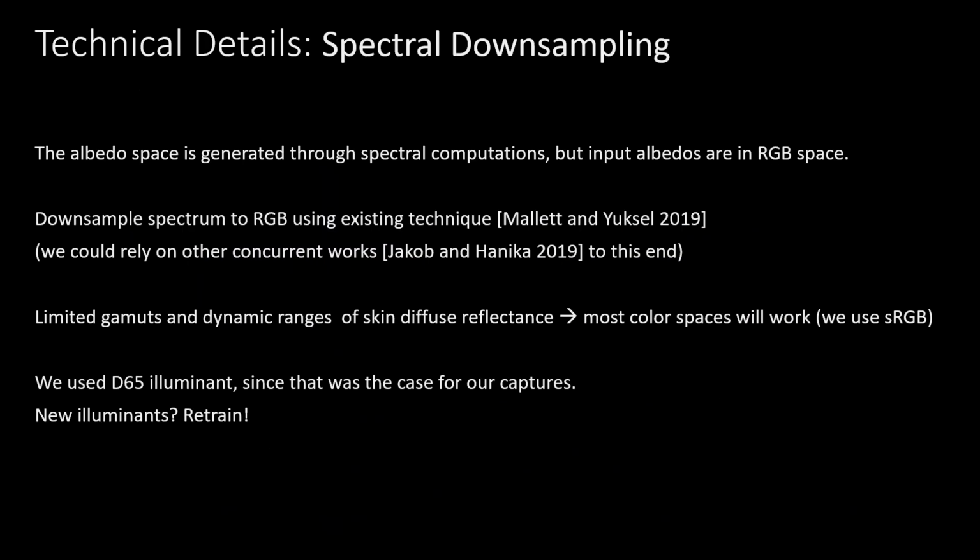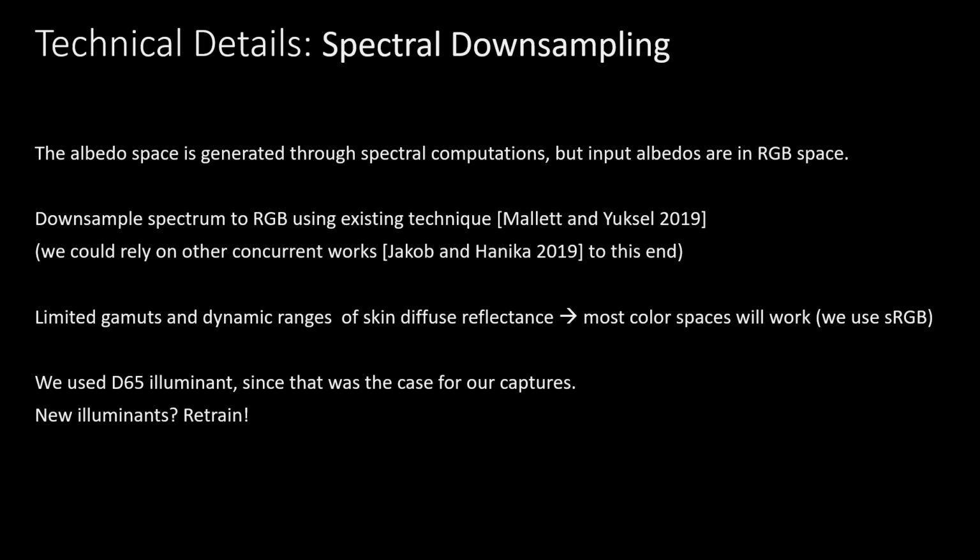Before jumping into the results, I want to clarify some technicalities of the framework. The albedo space is generated through spectral computations, but input albedos are in RGB space. To downsample the multi-band spectral values into RGB, we use an existing integration approach, although we could rely on other concurrent works to this end as well. Most color spaces will work here. We use sRGB, considering that diffuse albedos have a rather limited gamut and dynamic range, as we can see in the input albedos used for validation later on.